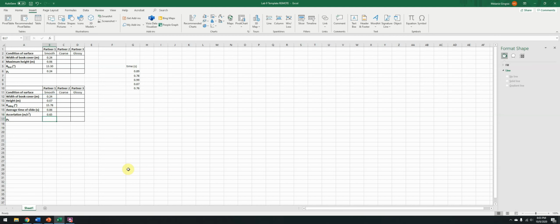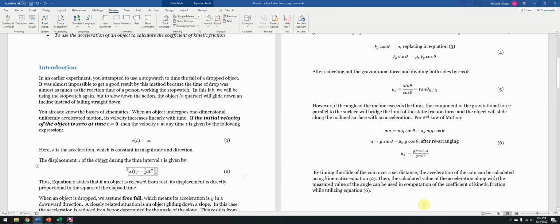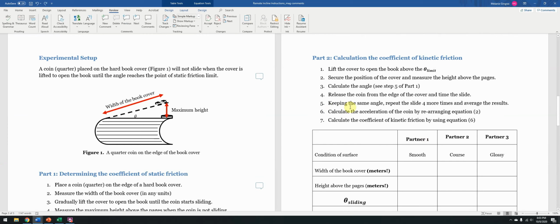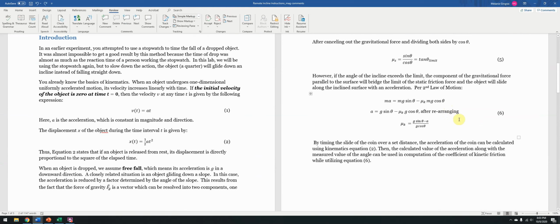Now the last step is we have to calculate mu k. If we look back at our instructions, we can see that we are going to calculate it using equation 6. So let's take a look back up at equation 6. So mu k is equal to g sine of theta minus a over g cosine of theta. All that we've done here is we've calculated the net force, and we are solving for mu k.